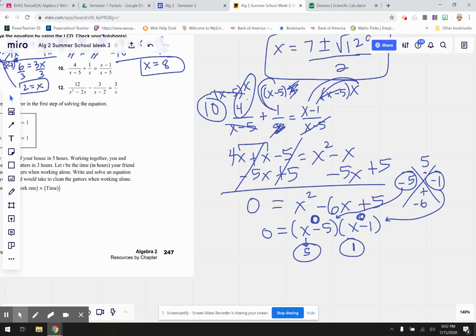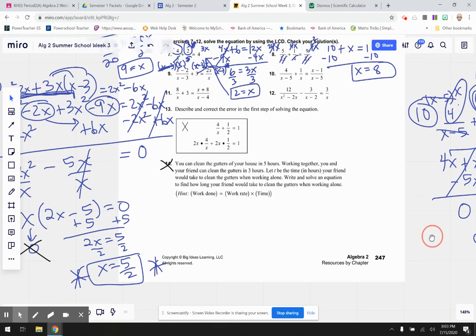But look at the problem. If I stick a 5 in there, 5 minus 5 gives me a 0 on the bottom. Not allowed. I can't have 5 as an answer. The only solution that works is the 1. So the 5 won't work. The 5 will make an undefined fraction because the 5 would make a 0 on the bottom. So that just does not work.